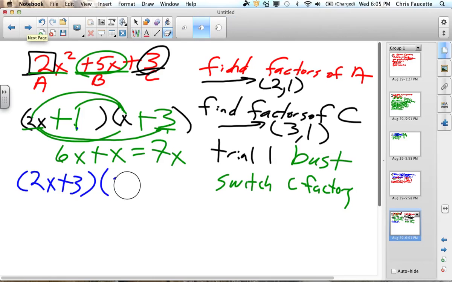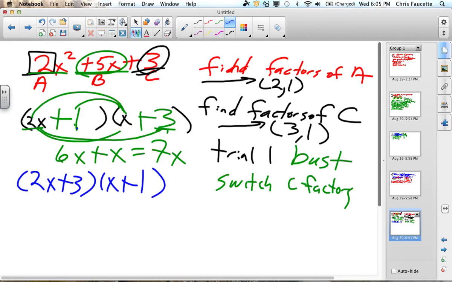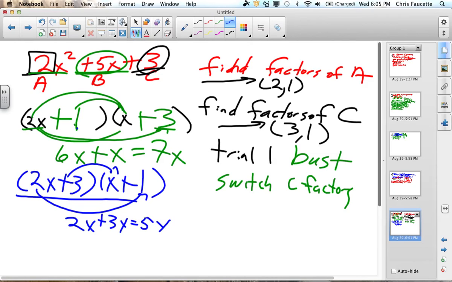And since the 3 went first, the 1 is going to have to go last. And again, we try this. So I'm going to do 2x times 1 gives me 2x plus 3x, 5x. So this is my factored form.